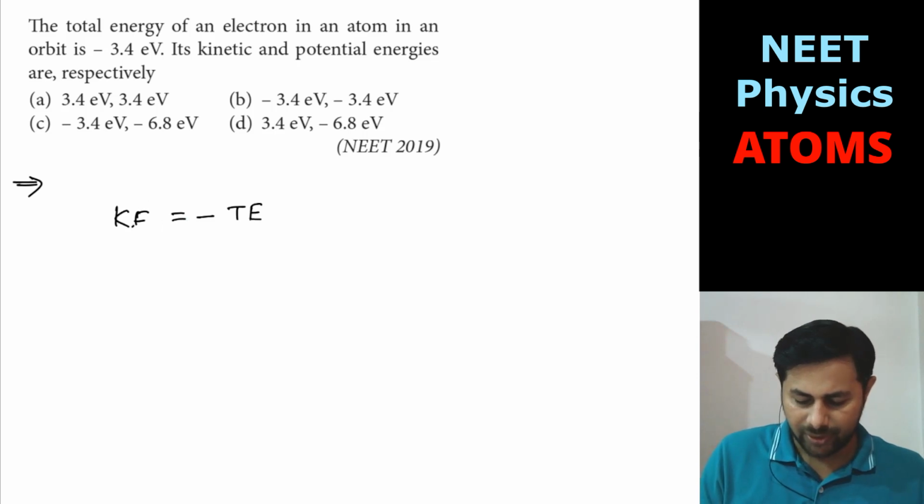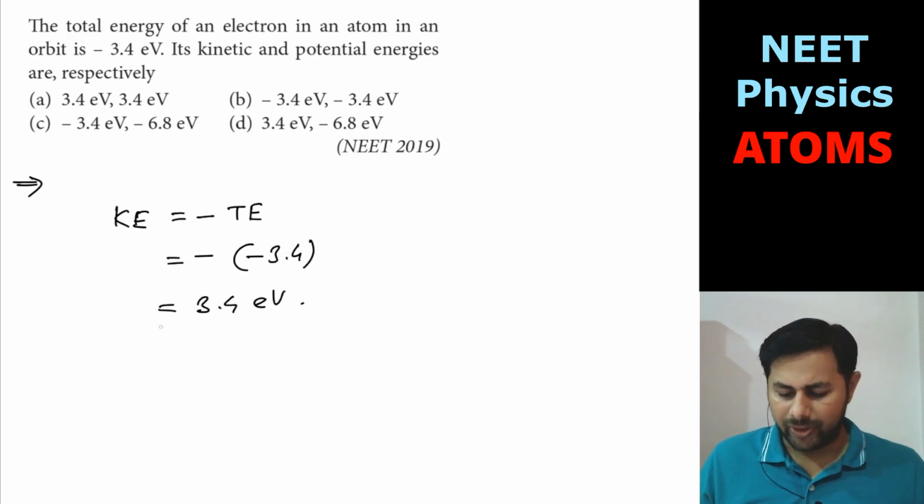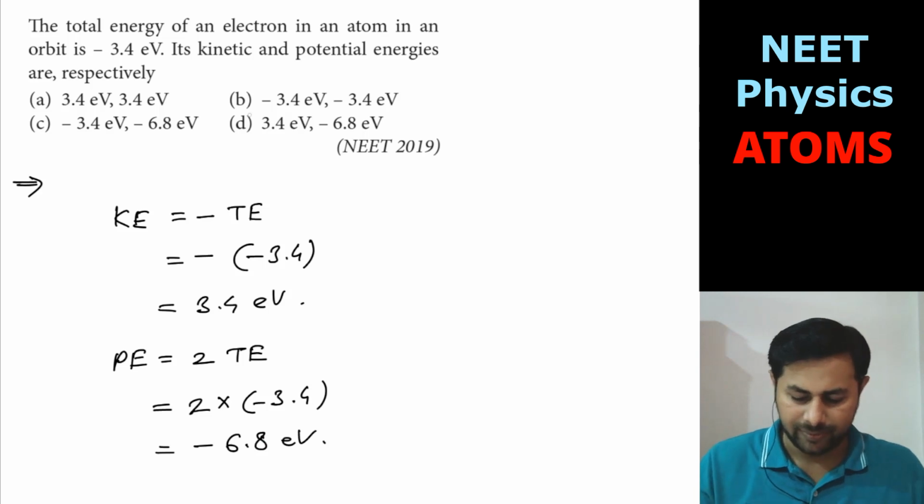K is equal to minus of total energy. So that is minus of minus 3.4, okay, so that's plus 3.4 electron volts. And what is potential energy? Potential energy is just 2 times the total energy. So that is 2 times minus 3.4, okay, so minus 6.8 electron volts. So that is option D. This is from NEET 2019.